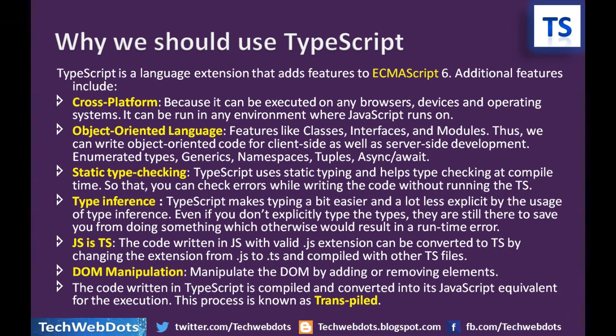So JavaScript is TS. Okay, it means JavaScript is TypeScript. The code written in JS with valid TS syntax can be converted into TypeScript, and by changing the extension from JS to TS it can compile with other TypeScript files as well. You can try it and we will see it after some time.